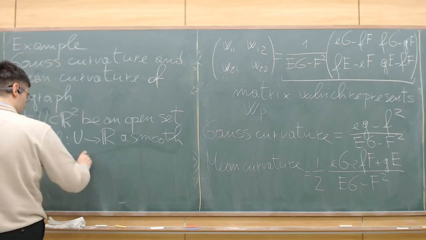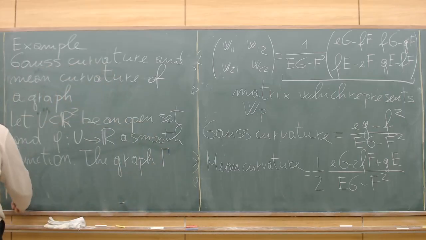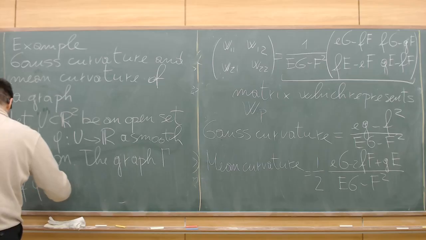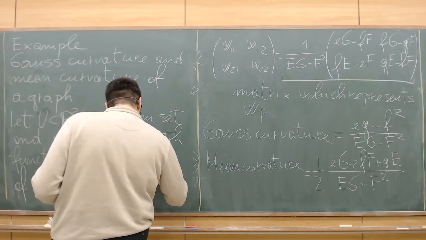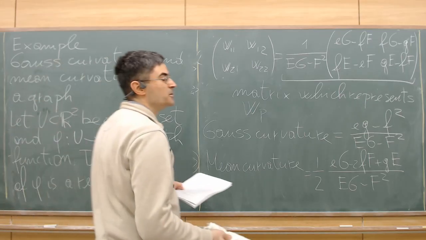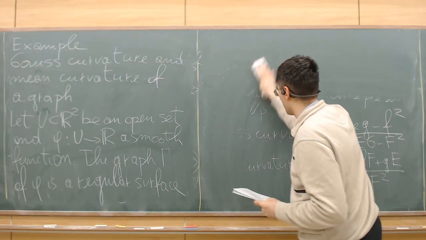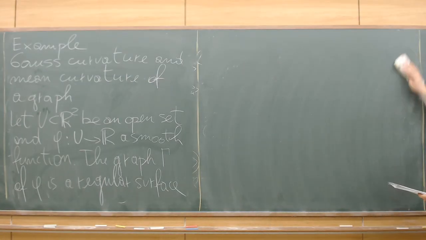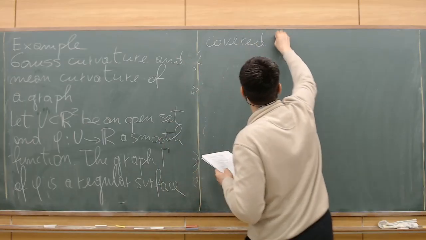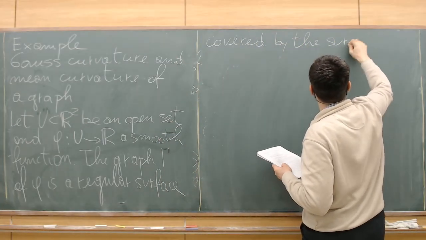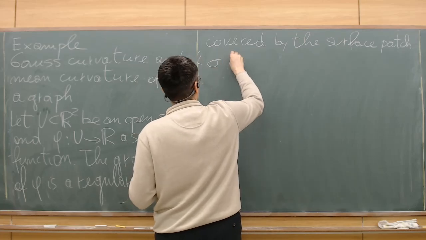Then the graph gamma of phi is a regular surface which is covered by just one surface patch. And this surface patch is given by this formula.